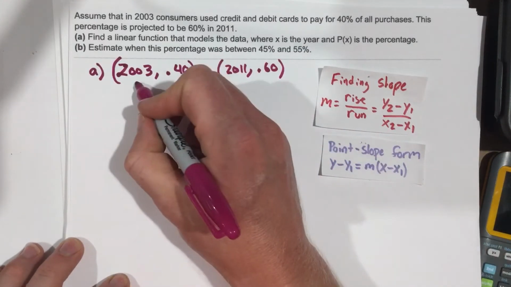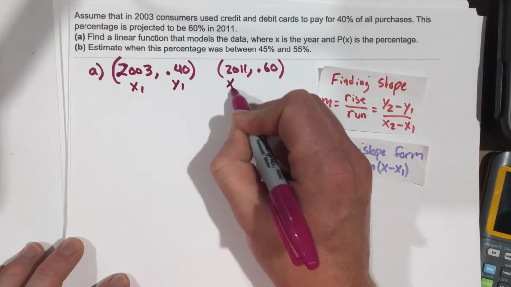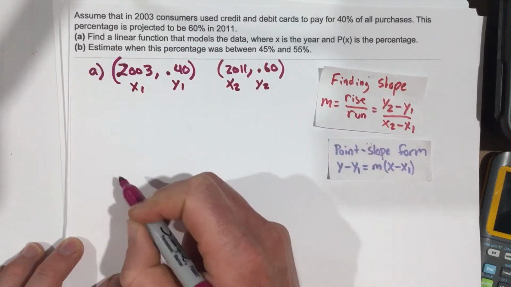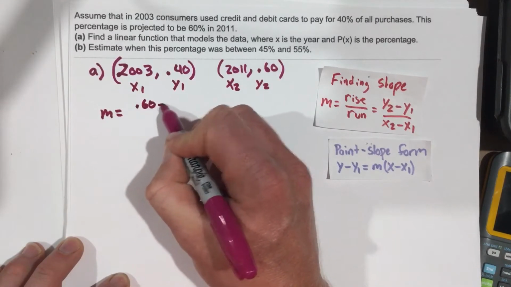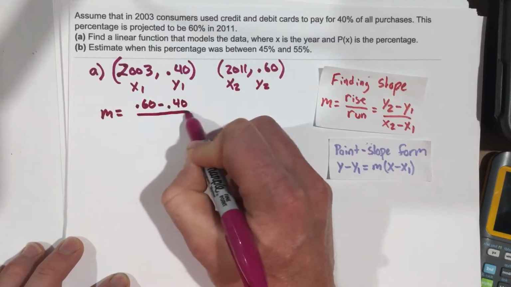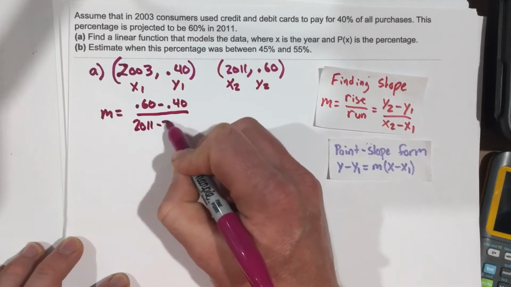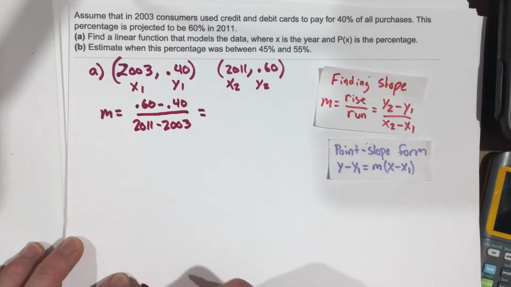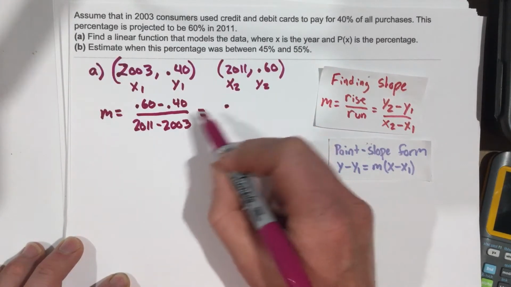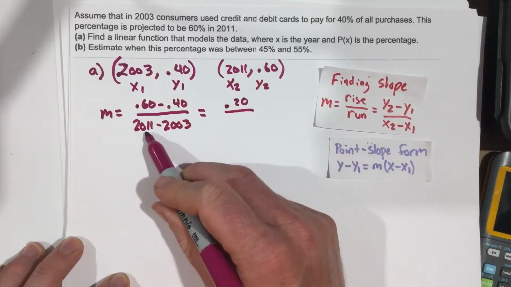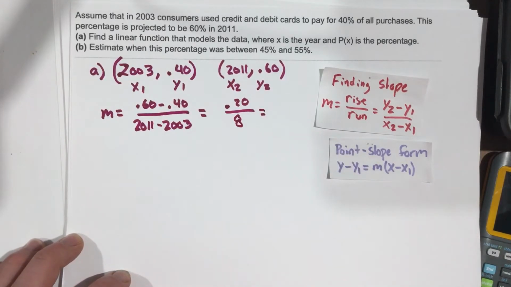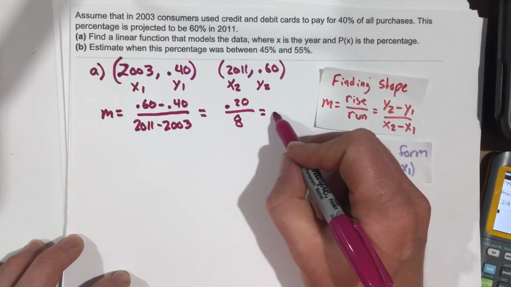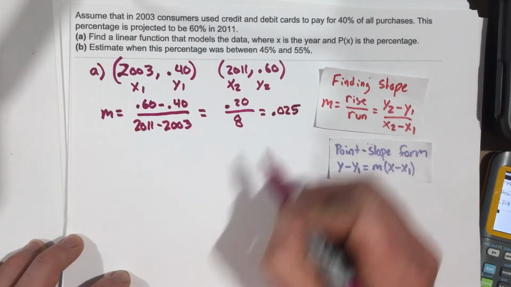Okay, let's go ahead and use then our finding slope and point slope form to write an equation. So we're going to start by labeling this x1, y1, x2, y2. And m is our slope here, so we're going to say 0.60 minus 0.40 over 2011 minus 2003. This gives you 0.20 over 2011 minus 2003. That's 8. 0.2 divided by 8 is 0.025. So this is 0.025 for our slope.